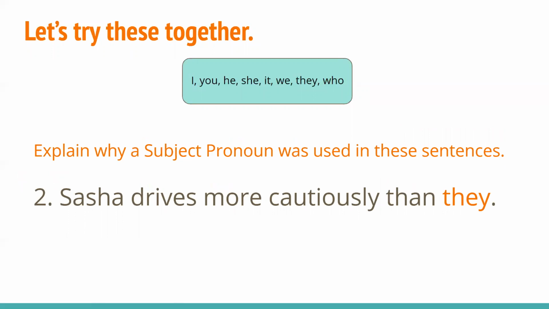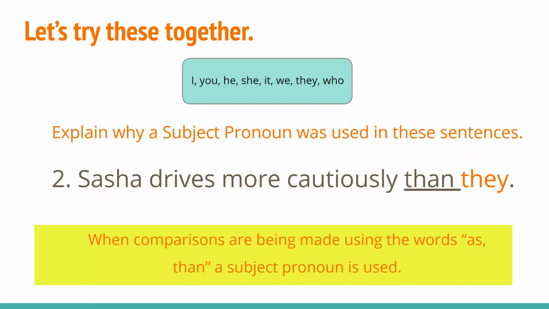Sasha drives more cautiously than they. Which word should I underline? Remember the trick for comparisons. You must complete the sentence. So, Sasha drives more cautiously than they drive. So we know we have to use a subject pronoun. Now, what is our explanation? When comparisons are being made using the words as or than, a subject pronoun is used. So here we are explaining why a subject pronoun was used.